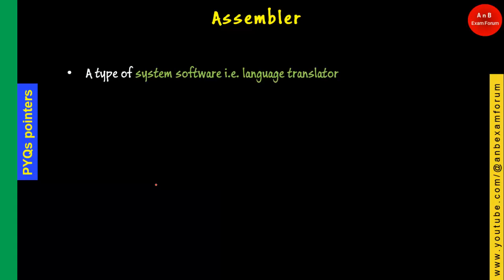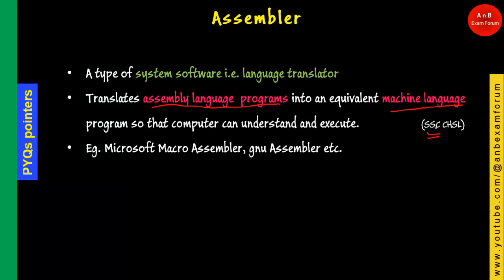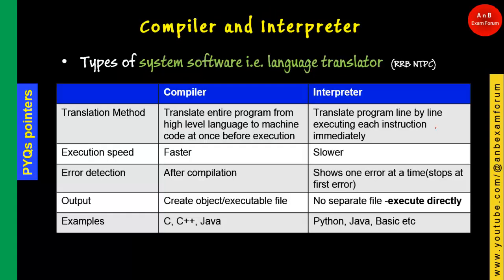It is a system software, a language translator. So what is it translating? It is translating an assembly language program into a machine language program so that a computer can understand and execute it. And this pointer was asked in SSC CHSL. Examples are Microsoft Macro Assembler and GNU Assembler.